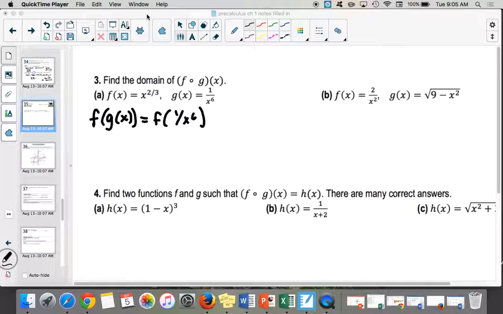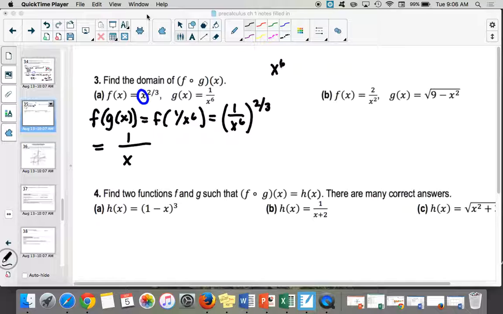So we take the 1 over x to the 6th, and we replace our x value with 1 over x to the 6th. So it's going to be a little messy. So we're going to have 1 over x to the 6th, and it's going to be raised to the 2/3. So that 2/3 power is going to go up to the 1. So I'm going to have 1 to the 2/3, which is still just 1. But I'm also going to have x to the 6th to the 2/3. So I'm going to have 1 over x to the 6th to the 2/3.